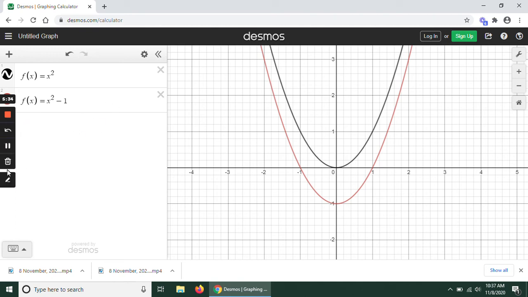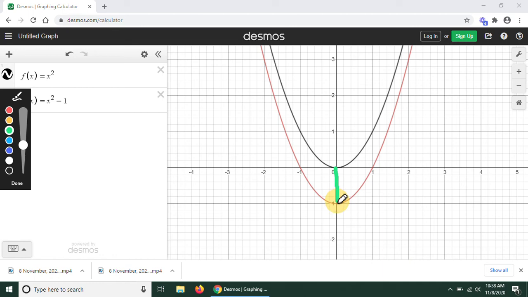So notice here my original graph was shifted downwards in a vertical direction to give us the new graph. Now this number was applied to the outside of this function. The outside of this function. And let me show you.